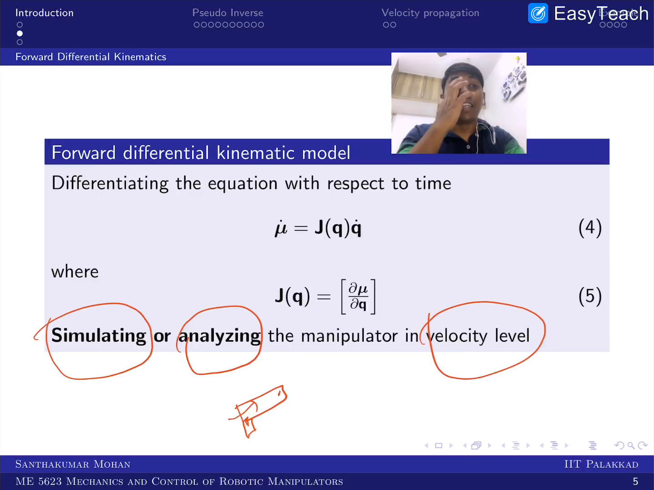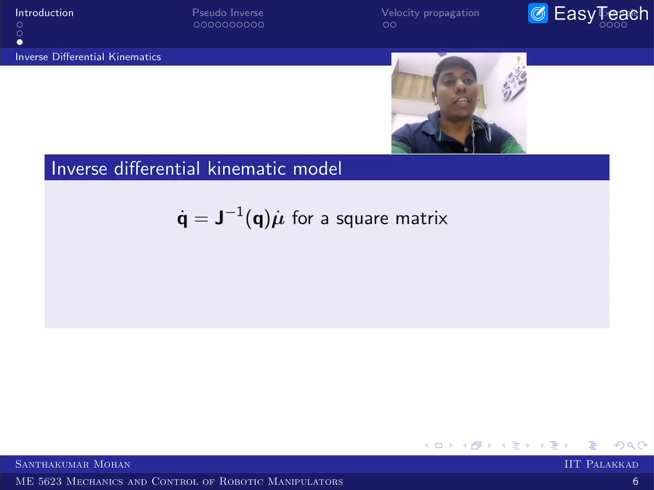The same way, here the joint space variable is known and you are trying to find the task space variable. The same thing you can extend where you are given mu dot and you are trying to find out what q dot is. In the sense, you have to take the inverse of a matrix.